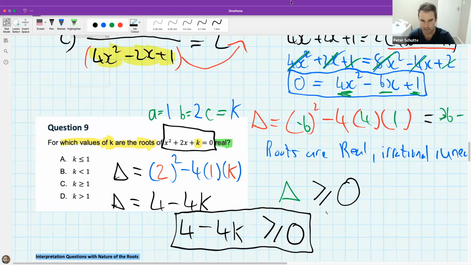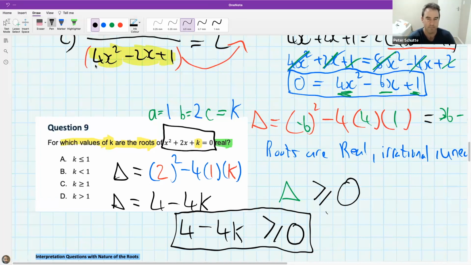So step 1 was to find delta. Step 2 was to know delta had to be greater than or equal to 0. And step 3 is now I have to solve this inequality. Which answer is going to be correct? A, B, C, or D?